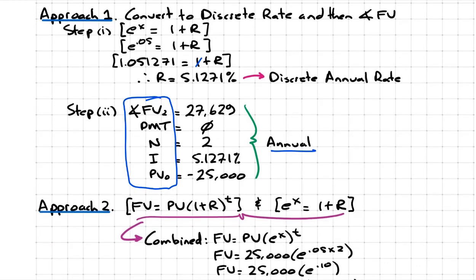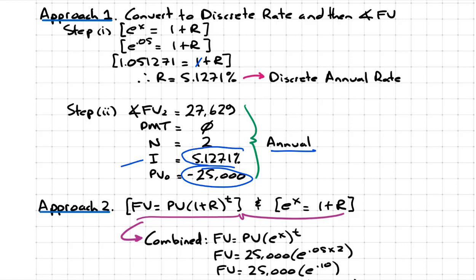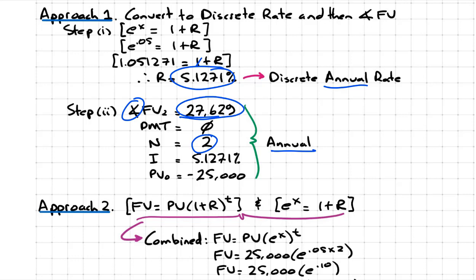Enter the values. So we're investing $25,000 today. It's right there. And remember, that means money's coming out. What's the rate we're earning? 5.1271% on an annual basis. For how many years? 2. Is there a payment stream in between? No. So you just leave it blank if you want, and then you just compute for future value at the end of the 2-year period. It would work out to 27,629.